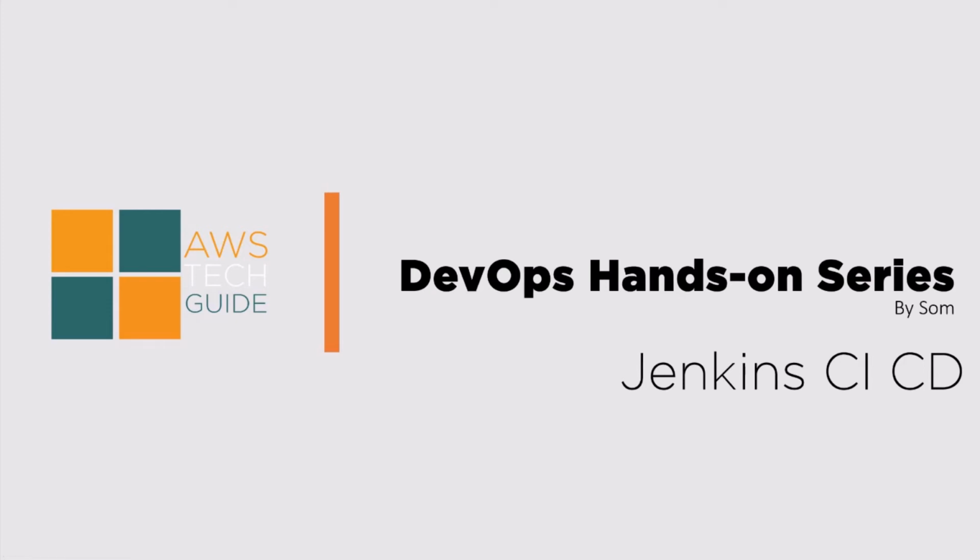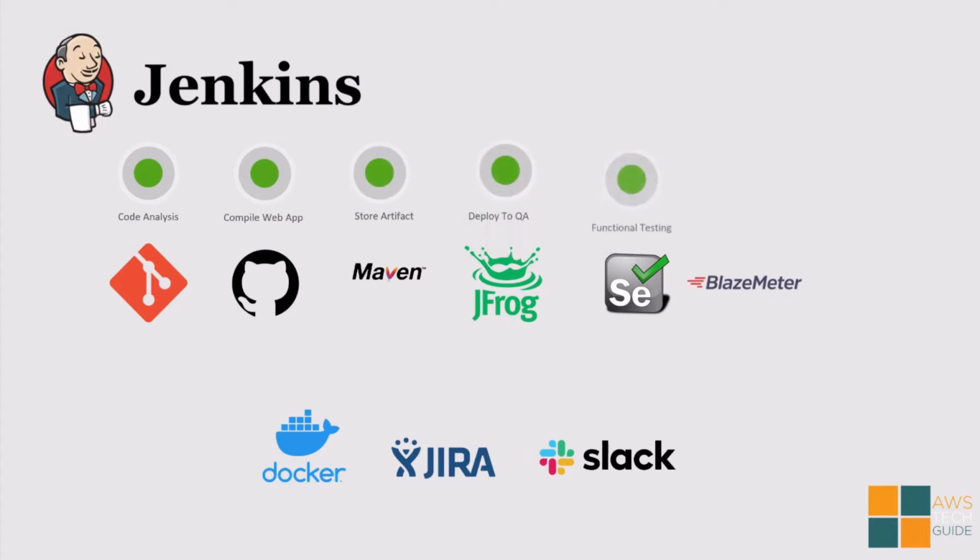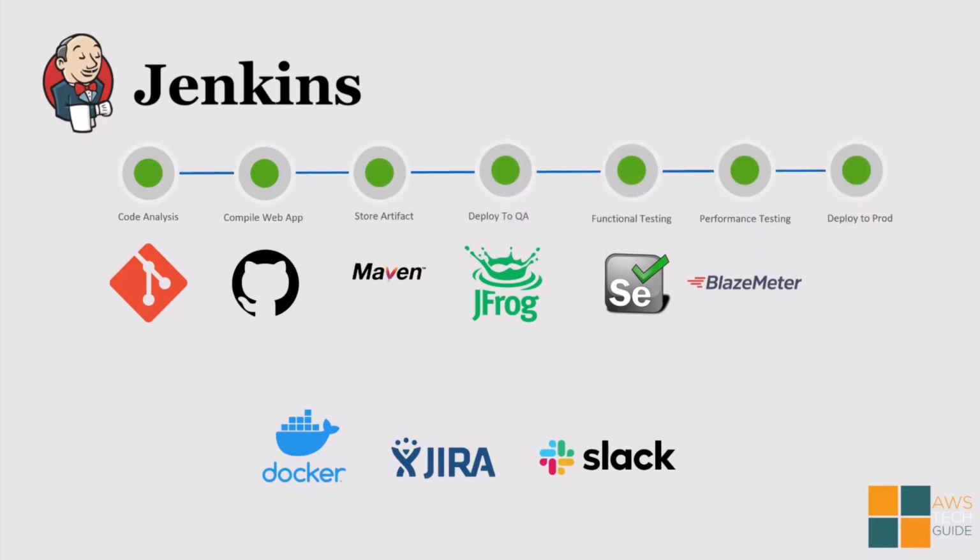In today's session, we will be discussing the Jenkins continuous integration and continuous delivery. If you are following our DevOps series, you know that we have already created many jobs to create an automated pipeline starting from code quality analysis to deploy to prod.